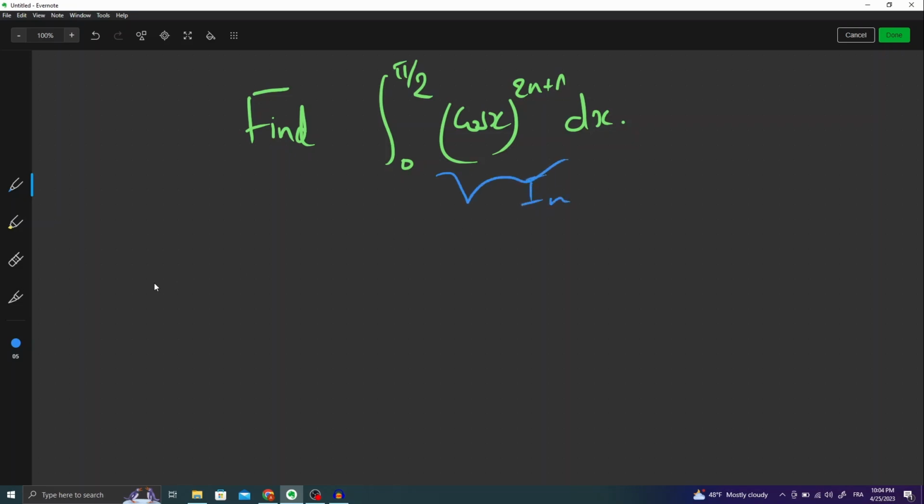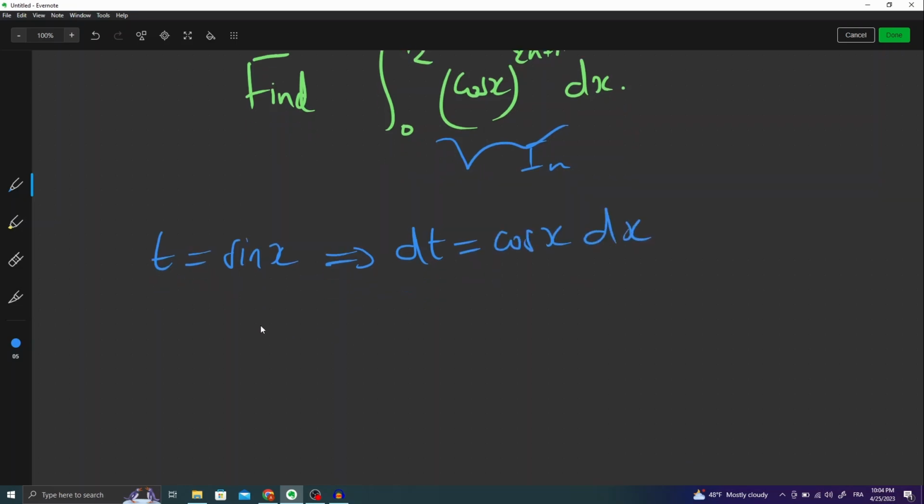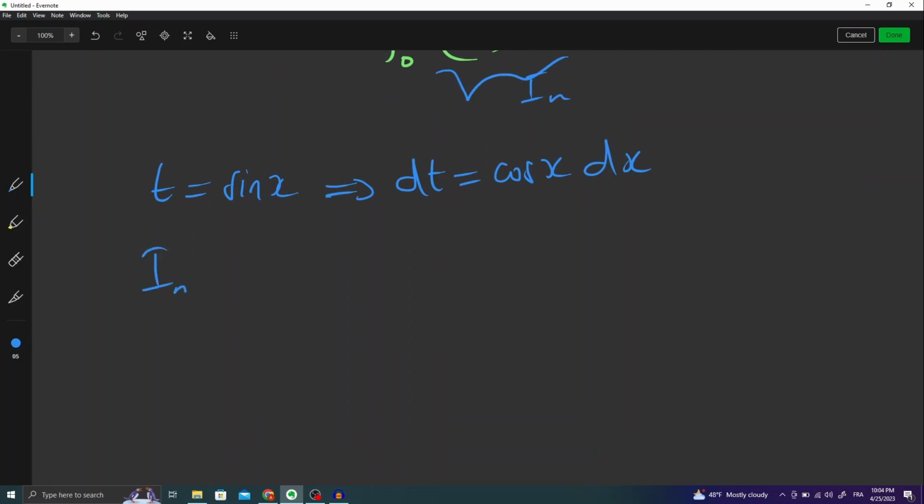And let us introduce t, which is sine of x. This implies that dt equals cosine of x dx, okay? So what we have is that I_n equals the integral from 0 to pi over 2 of cosine squared of x to the power of n multiplied by cosine of x dx, okay? And now let's introduce t.